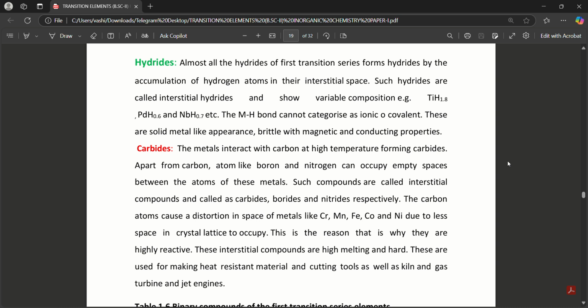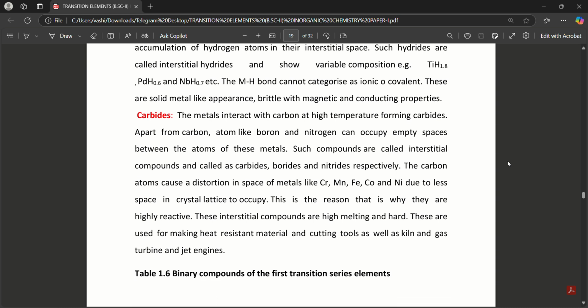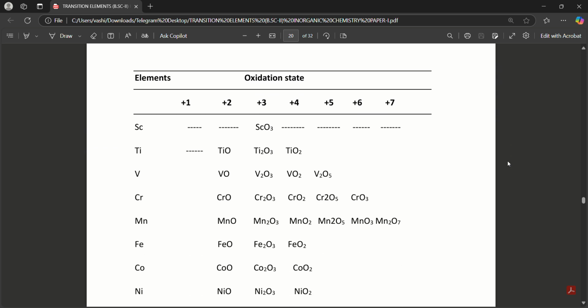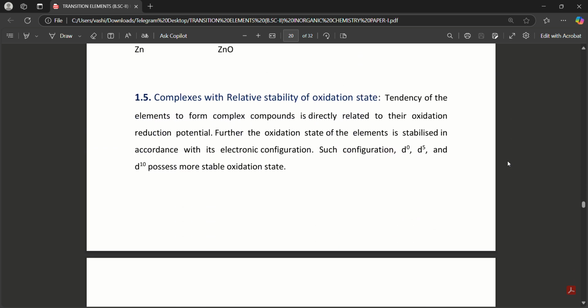The interstitial compounds are high melting and hard. These are used for making heat resistant materials and cutting tools, as well as kilns, gas turbines, and jet engines. Binary compounds of the first transition series.